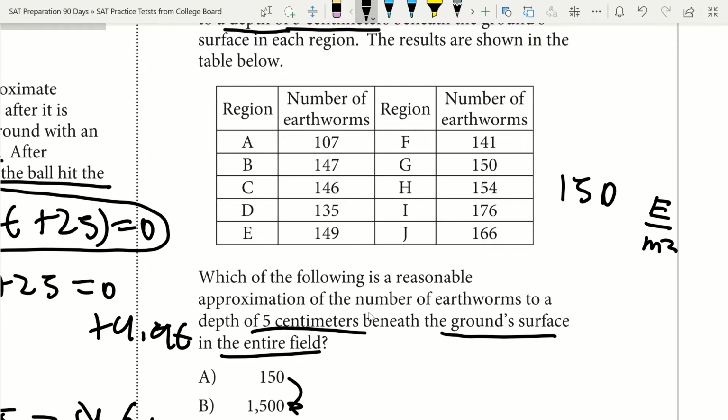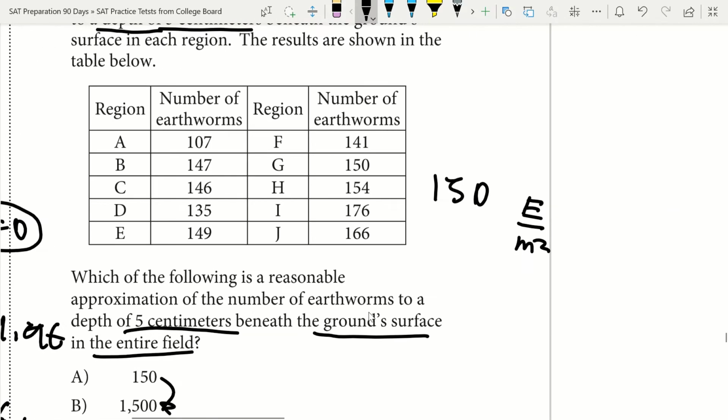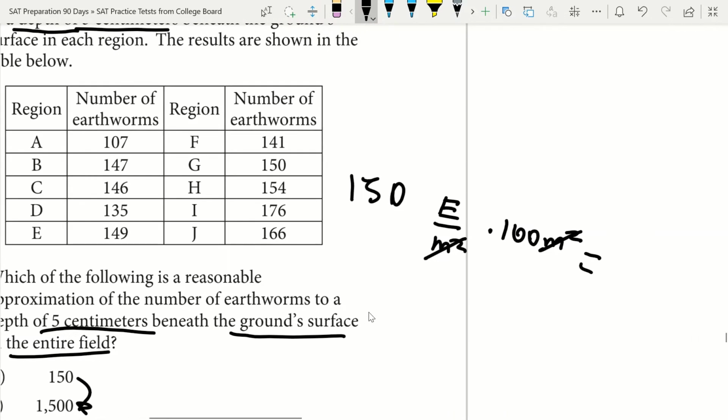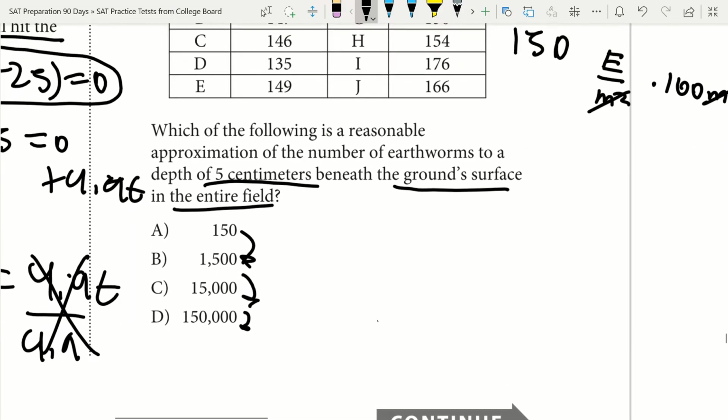Now we have to multiply that by the 100 meters squared in our whole field, because that's how big our field is. We see our meters squared term is going to cancel, and we'll be left with 15,000. So our answer there is going to be C, 15,000.